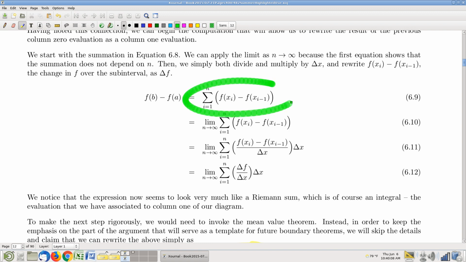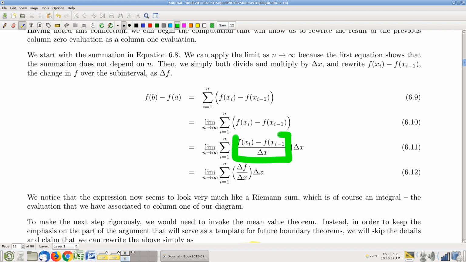So this summation is true for all values of n. So I can say limit as n approaches infinity. It doesn't cost me anything to let n approach it. If this is constant, this is always the same thing. Who cares what n's doing? I'm going to multiply and divide by delta x. That's perfectly legal. Didn't do anything there. Right? So I still haven't really done anything. Notice now what I have on the inside could be rewritten as delta f over delta x. After all, this numerator is the change in the value of the function. So delta f, a reasonable choice.